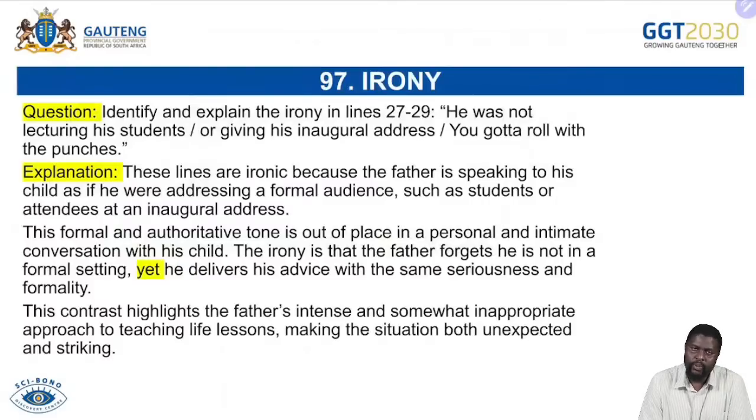Remember, we said irony is when the opposite of what is expected happens. How do we expect the father to speak to his own child? And now we expect him to speak to the students. Is that what we expect? Or is that what happens? The lines, we say they are ironic. The formal tone can only be used in the lecture rooms when he's addressing students. But he uses the same one when he gets home, when he must use a more personal and intimate tone with the child.